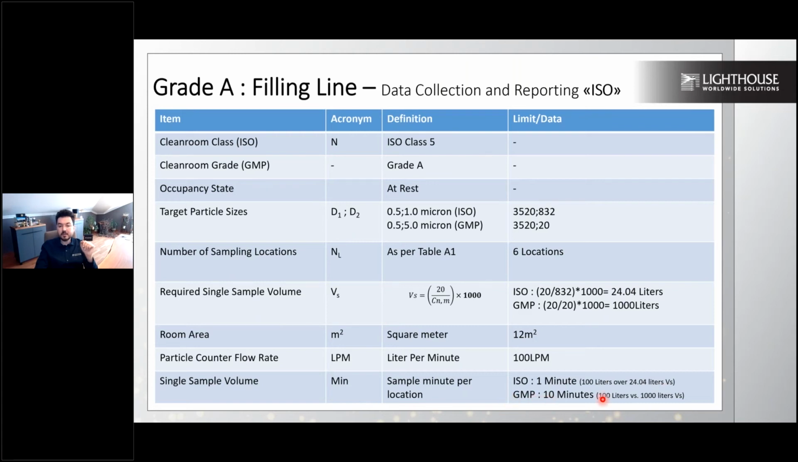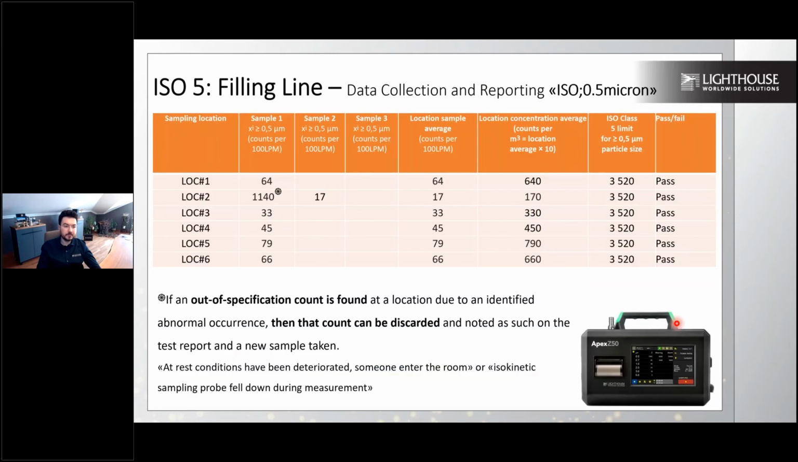So for GMP, I'm going to collect 10 minutes of a sample in order to make sure that this area will be covered. 10 minutes will be giving me a 1000 liter of a sample. So ISO 5 filling line, I have these locations 1 to 6.